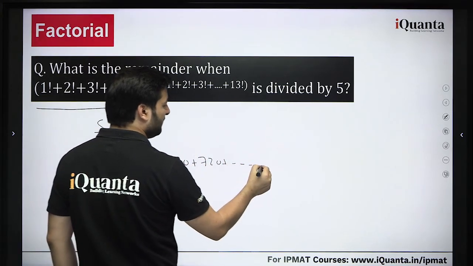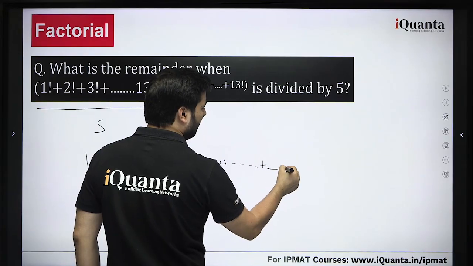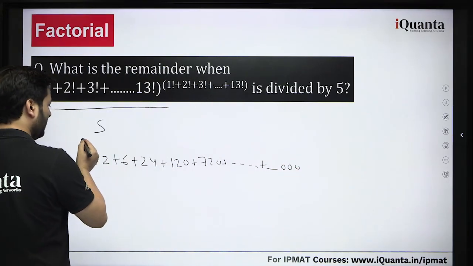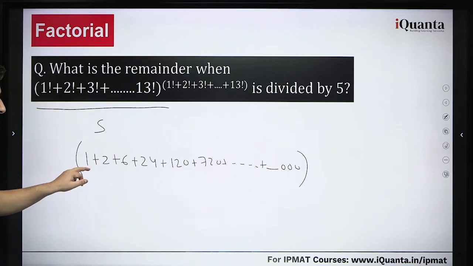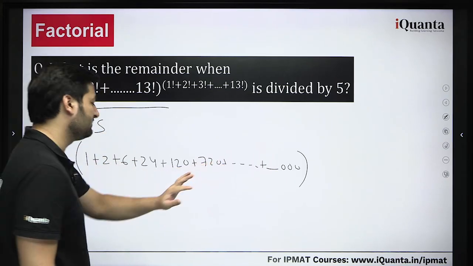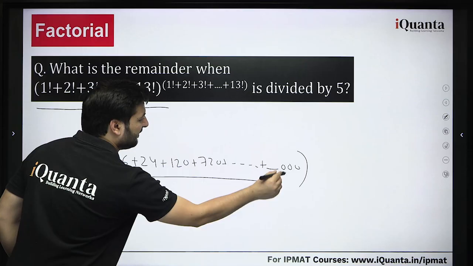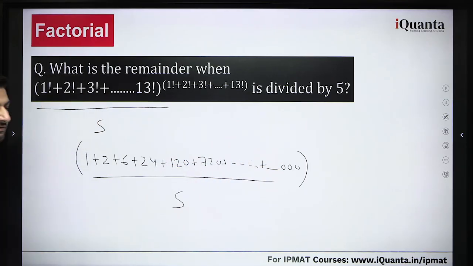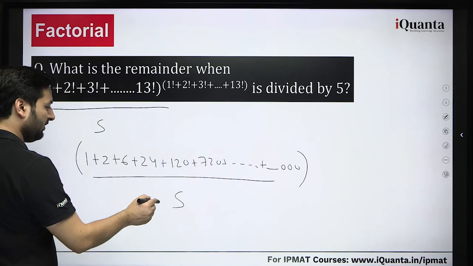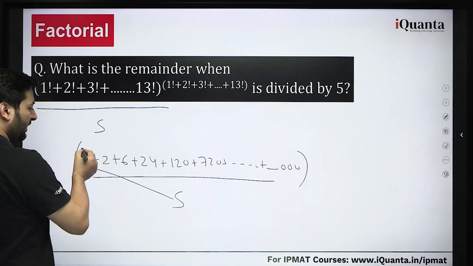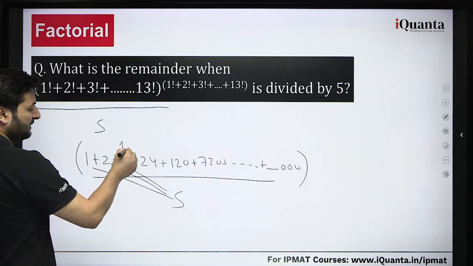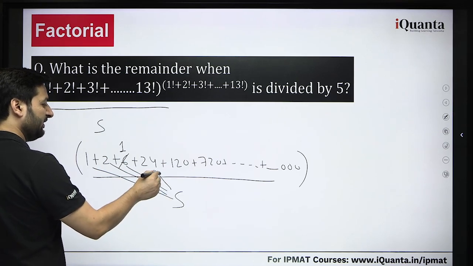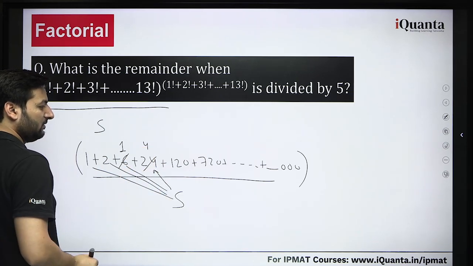This 13 factorial will be a big number, having some zeros at the end. So actually this is my base. I have written 1 factorial, 2 factorial, 3 factorial, 4 factorial, like this. You are dividing it by 5. I am not taking the power into consideration for a while. 5 will divide 1 and the remainder will be 1. 5 will divide 2, remainder will be 2. 5 will divide 6, remainder will be 1. 5 will divide 24, remainder will be 4.